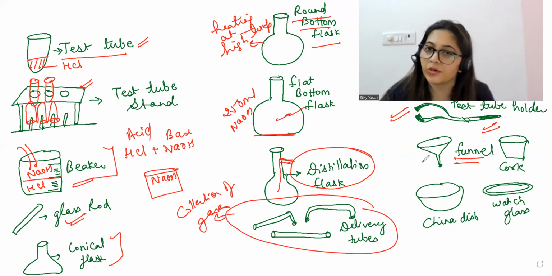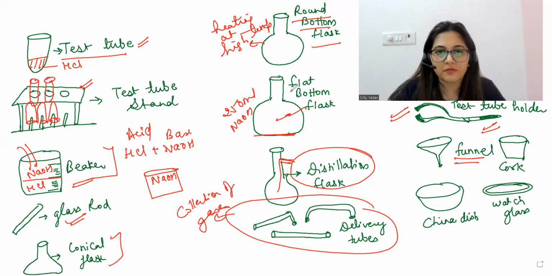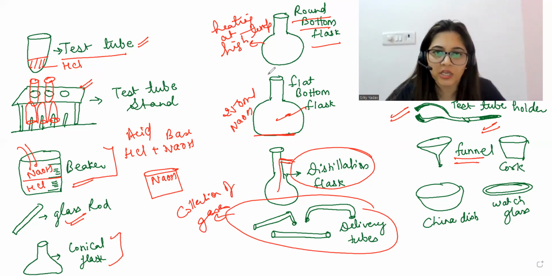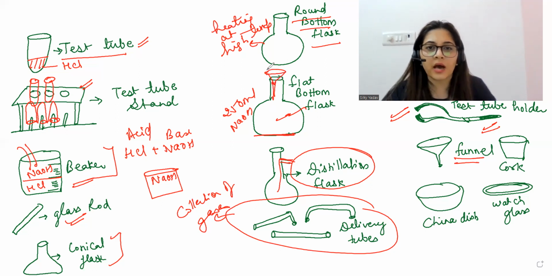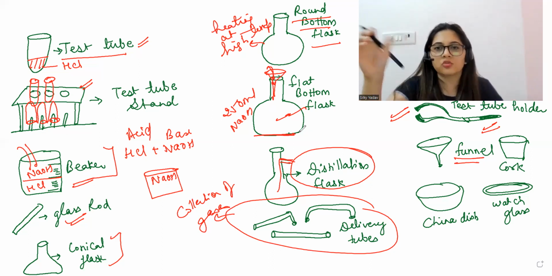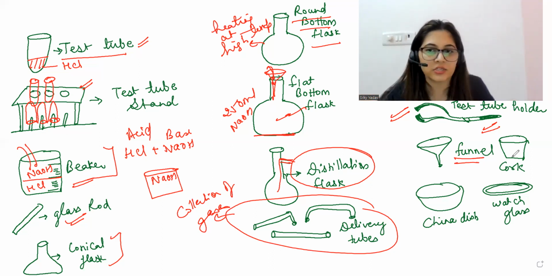Now what is a funnel used for? A funnel is used for the filtration purpose. Or let's say I want to prepare 250 ml of solution in this flat bottom flask. I can put this funnel here, and through that funnel I can put this NaOH, and above that I will put the water, and then I will shake it so that the NaOH is properly mixed with the water content that you're having.